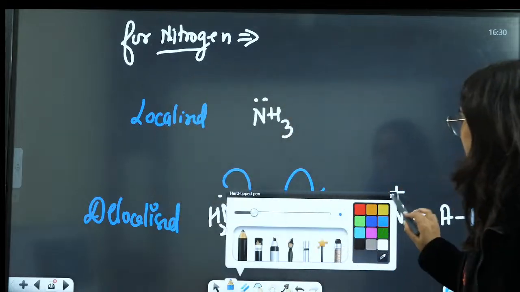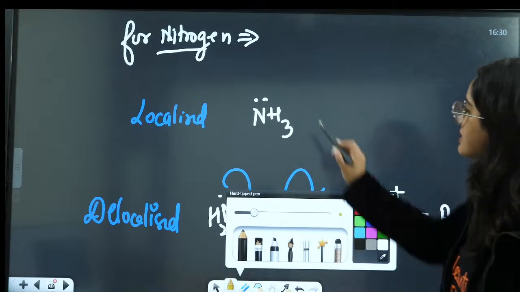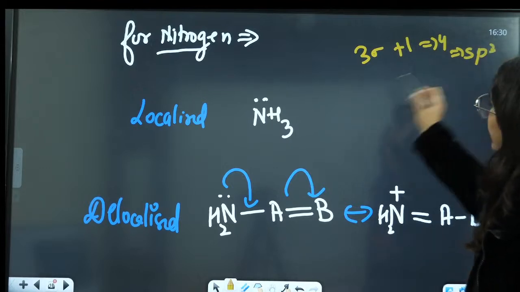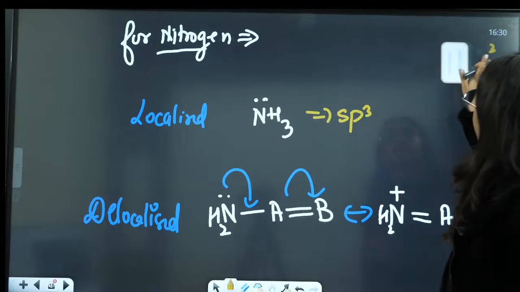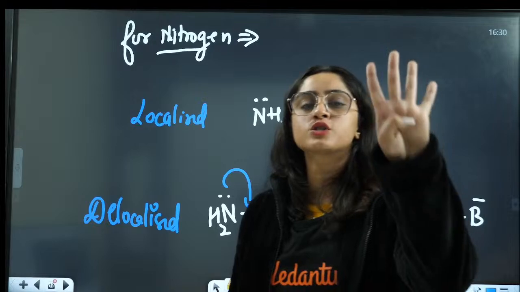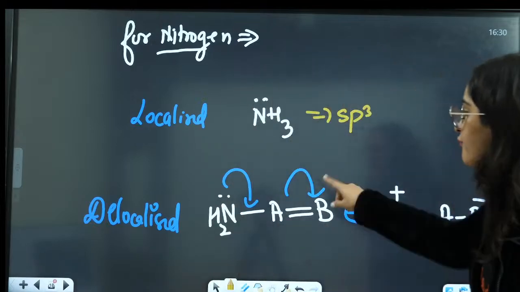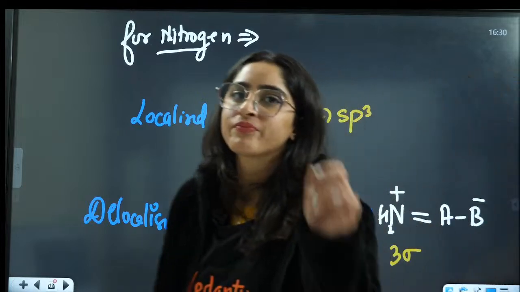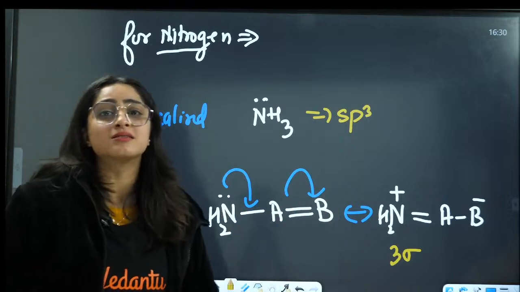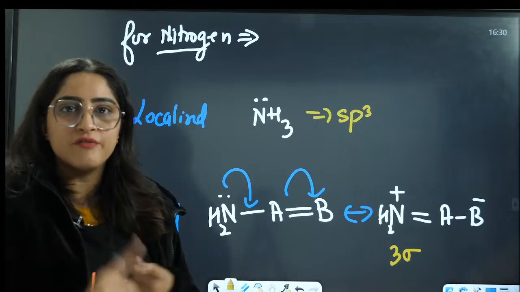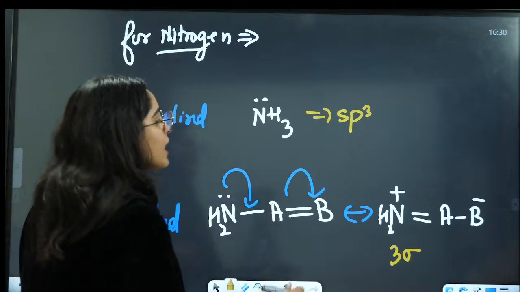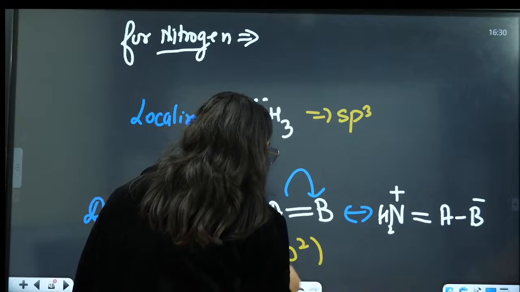Now, let us understand the hybridization here. For this, the hybridization is 3 sigma bonds plus 1 lone pair, that is 4. For 4, the hybridization is sp3. So the hybridization here is sp3. And for this resonating structure, you have 3 sigma bonds only. You don't have any lone pair in the resonating structure. That means the lone pair is involved in the resonance. Whenever the lone pair is involved in the resonance, we do not consider that lone pair in the hybridization. That is why we write the hybridization here as sp2.